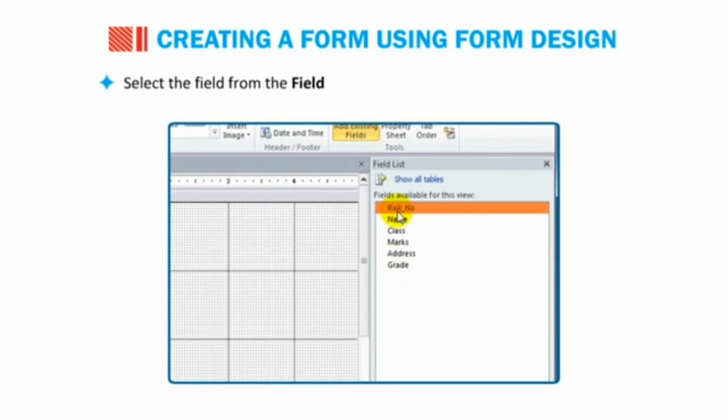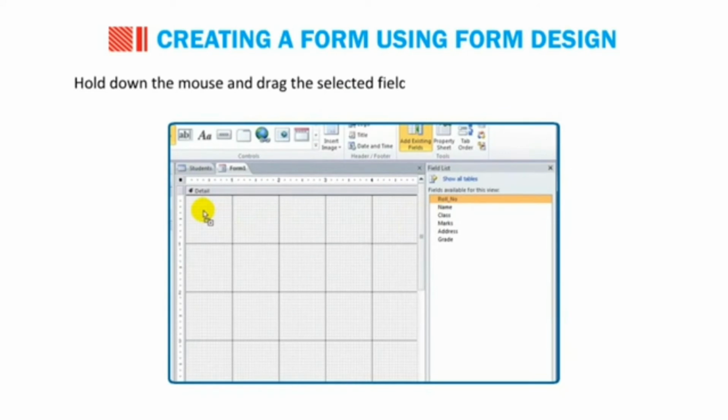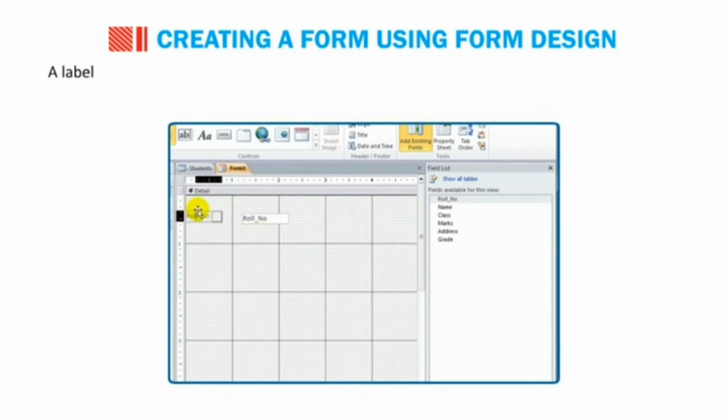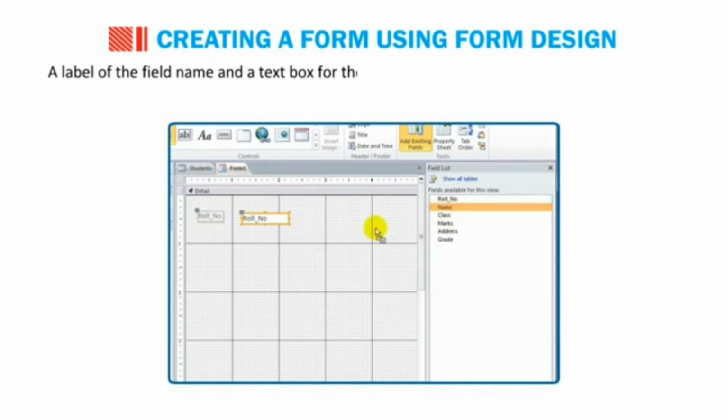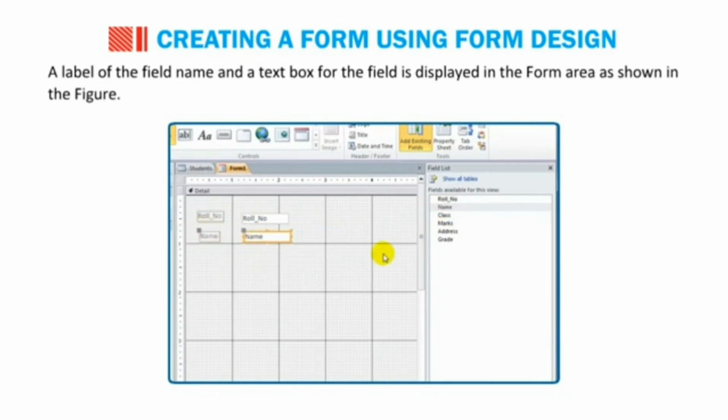Select the field from the Field List panel that you want to add to the form. Hold down the mouse and drag the selected field to the form where you want to place it. A label of the field name and a text box for the field is displayed in the form area as shown in the figure.